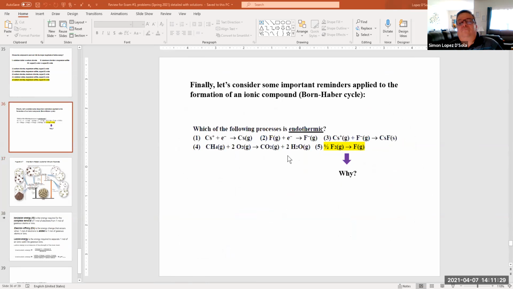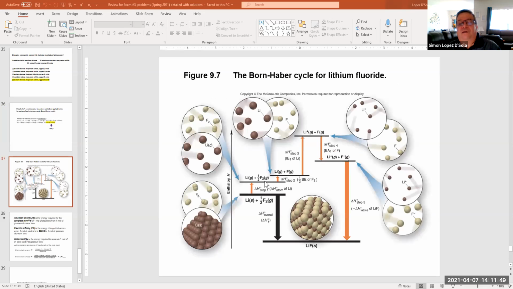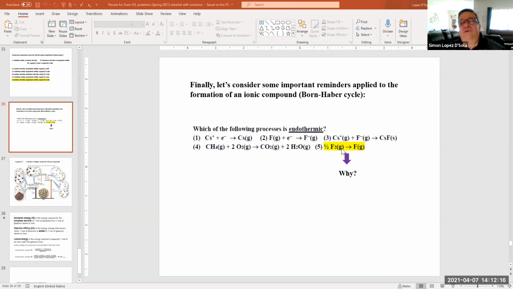The correct answer is fluorine gas to fluorine atoms, because you are breaking the bond between the two fluorines, and that process requires energy. If we go here, you will see that in order to break the bond between the two fluorines and make two fluorine atoms in the gas phase, that process requires energy. So you have the two fluorines attached, and in order to separate them from a molecule into atoms, the process requires energy. Because it requires energy, it absorbs energy, and that process will be endothermic. So that's the reason why the answer is like that.